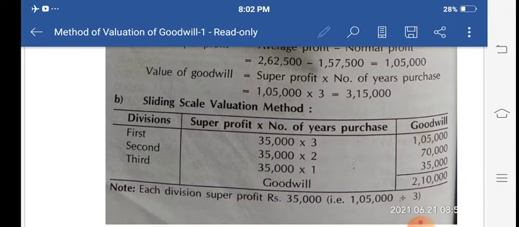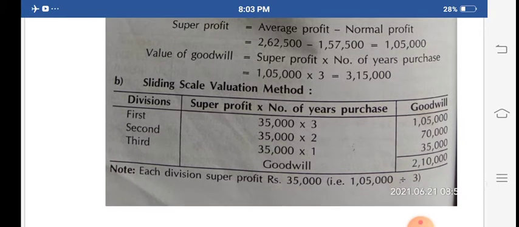Like this we have to calculate the sliding scale valuation: first, second, third division, super profit into number of years purchase, and goodwill. The first is 35,000, multiplied by 3, 2 and 1 respectively, as given. For the first it is 3 years, for the second 2 years, and for the third 1 year. So 35,000 into 3 gives goodwill of 1,05,000. For the second, 35,000 into 2 is 70,000, and for the third, 35,000 into 1 is 35,000. The total goodwill is 2,10,000, which is the total goodwill under the sliding scale valuation method. Like this we calculate the value of goodwill under this method.